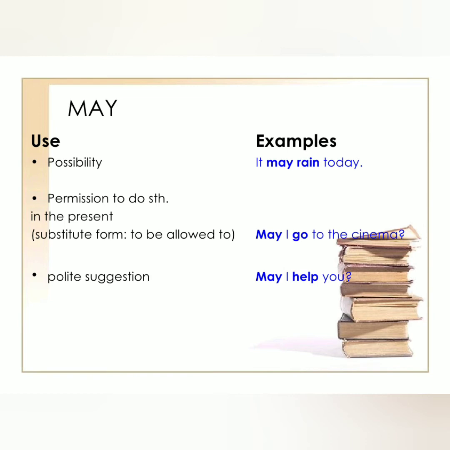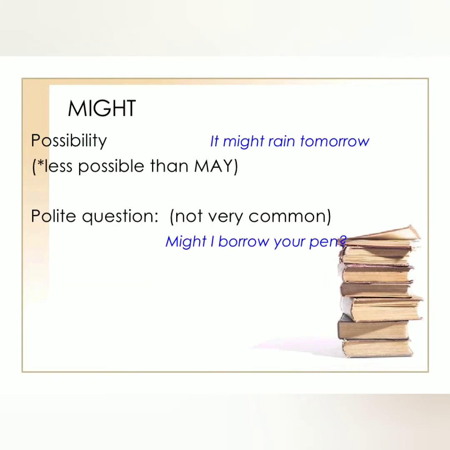Yes, so it is written over here like it may rain today. So it is a possibility. But may I go to the cinema? It's a polite request. May I help you? Again, a polite request. So may is used in that condition.